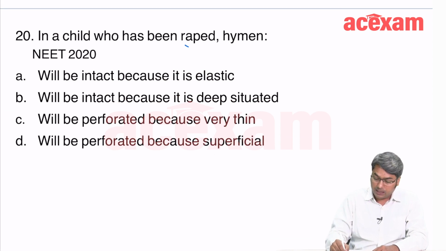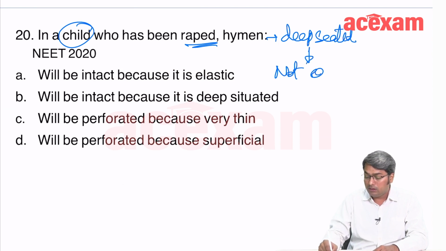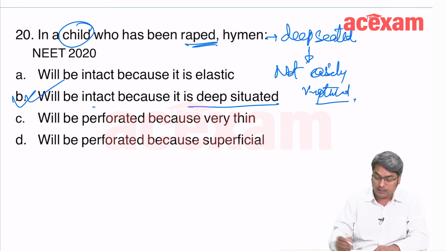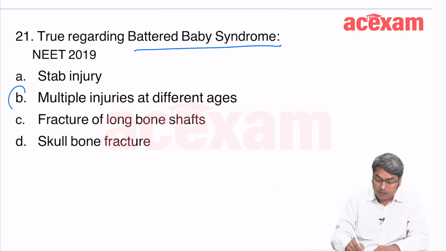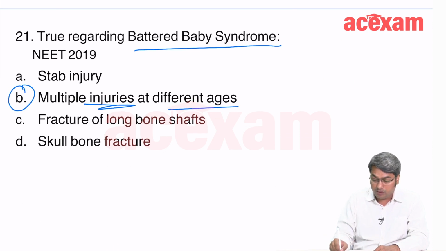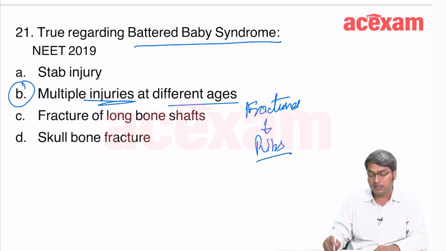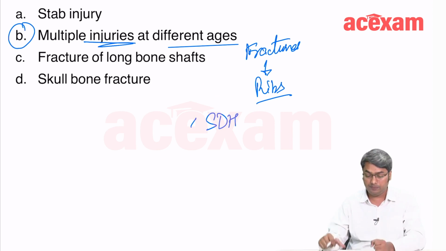In a child who has been raped, the hymen is actually deep seated. The hymen is very deep seated, so it is not easily ruptured, it remains intact. So it will be intact because it is deep situated, that is the right option. Okay. True regarding battered baby syndrome: there are multiple injuries at different ages, and multiple fractures, especially of the ribs. There can also be subdural hemorrhage due to shaking of the baby.